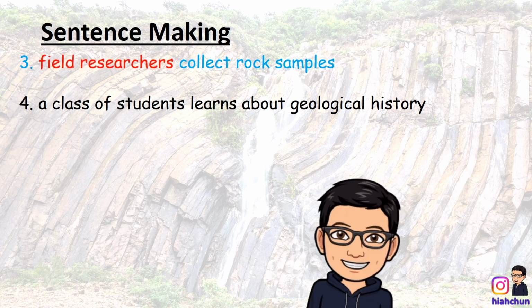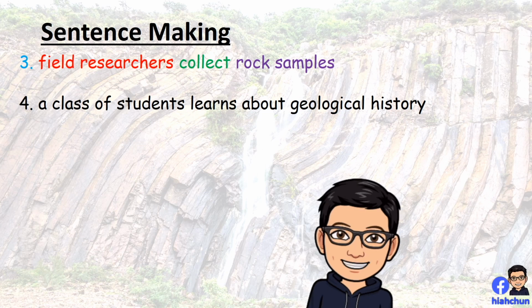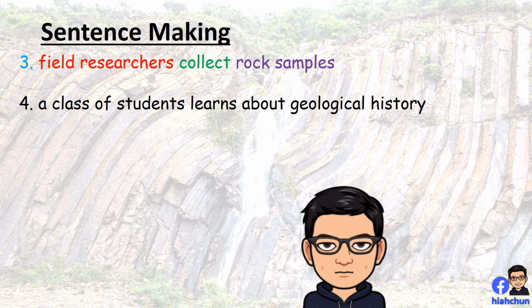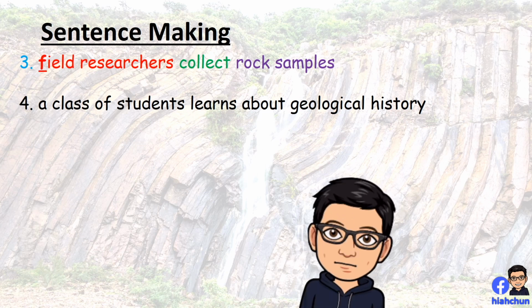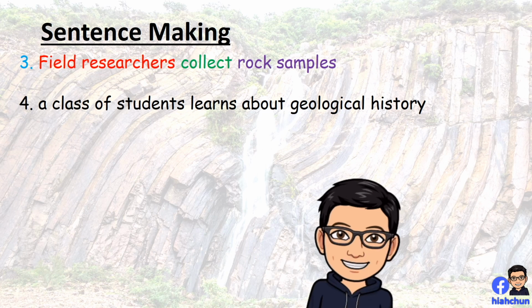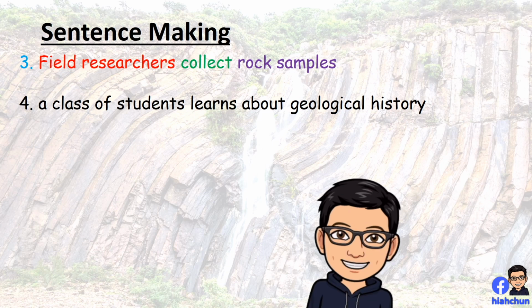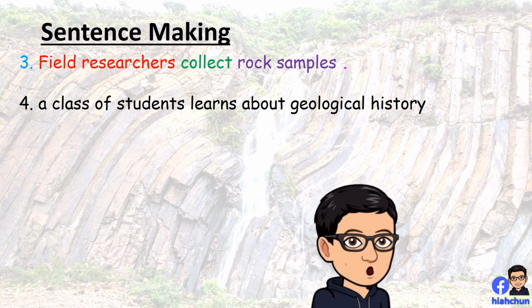Number 3. Field researchers are subjects. Collect is a verb and rock samples are objects. You know, a sentence needs a capital letter at the beginning. So I changed the letter F of the word field to a capital letter F, Field. Then I put a full stop after the objects, rock samples. Field researchers collect rock samples.